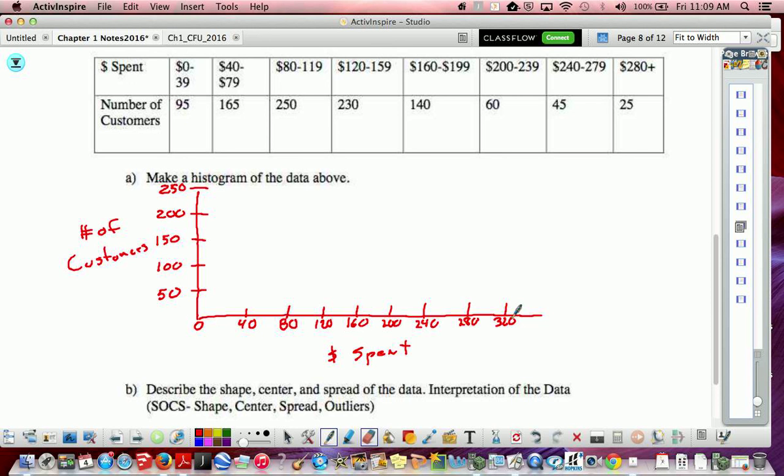Well, most of the time with histograms, the x-axis is going to represent the variable that we're looking at, because really we're looking at the amounts of money people spend at Costco on a given day. So that could be our title: money spent on a given day by a customer at Costco.